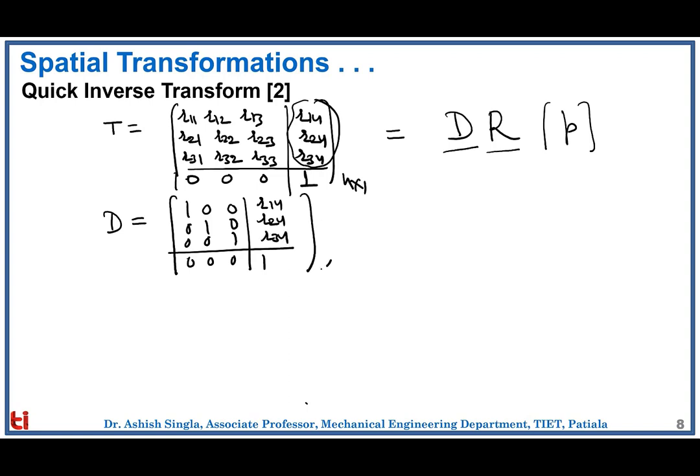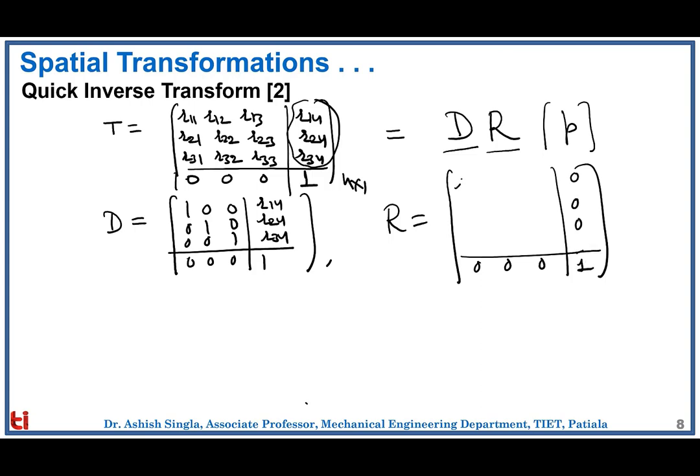So this is the matrix representation of only the translational part, and this is the matrix representation of the rotational part, which shows only the rotation, which means the last row is 0 and the last column is also 0. And here comes the rotation matrix: R11, R12, R13, R21, R22, R23, R31, R32, and R33.